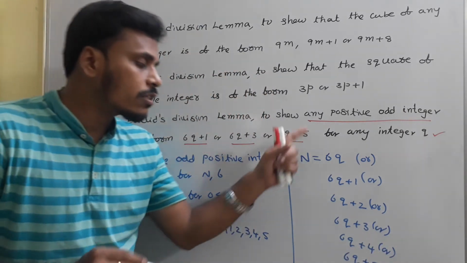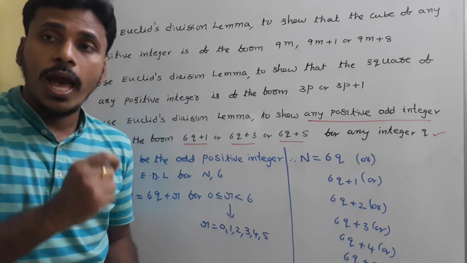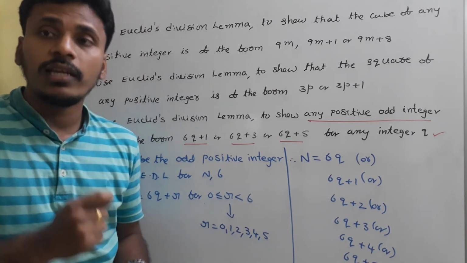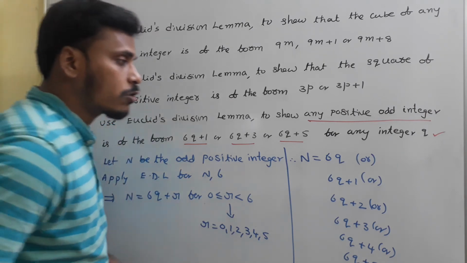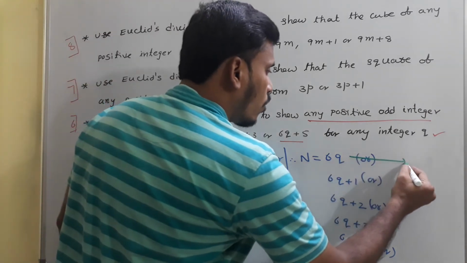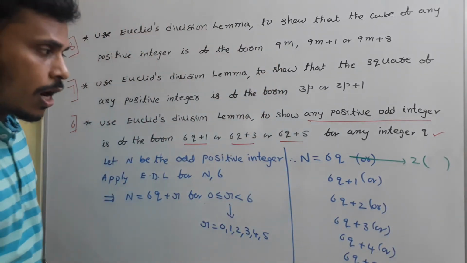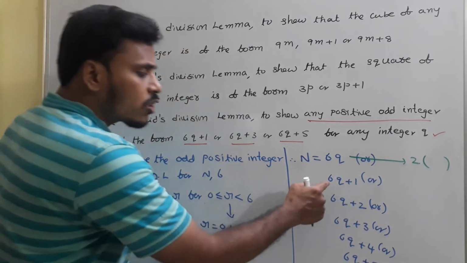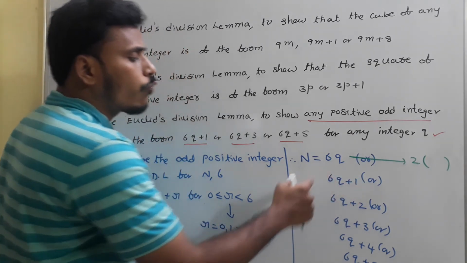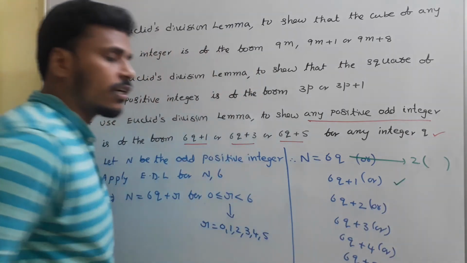So among all these 6 forms, we need to choose the forms where the form is representing an odd positive integer. If you look at the first form, it is 6q. I have a chance to write it like 2 into something. Now look at the second form, 6q plus 1. There is no possibility to pick 2 from this. Okay, so this is the required representation.